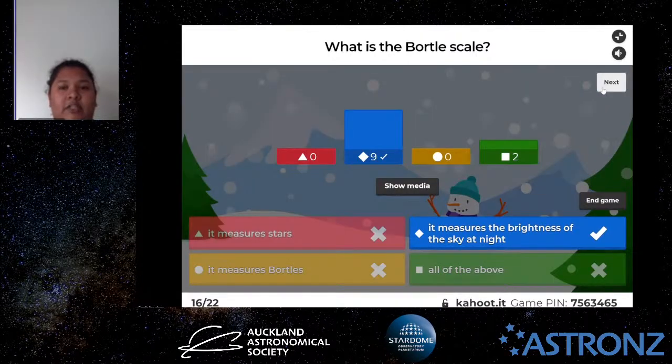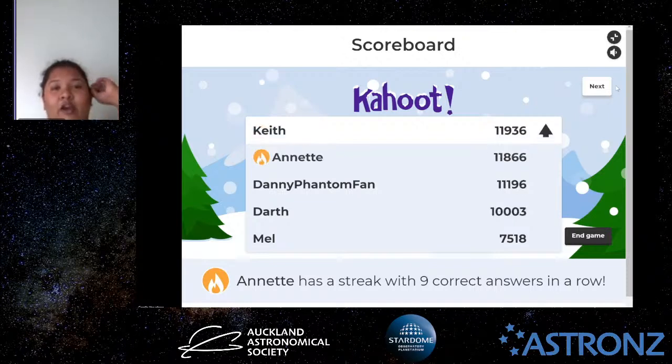So what does it measure? It in fact measures the brightness of the sky at night. You can get a little meter, a sky quality meter, and you can measure how the sky is looking and how dark it is, or how much light is actually present in the sky. So talk to one of our astronomers or someone in our team if you want to find out a little bit more about that. But let's keep going on and see how we're going.